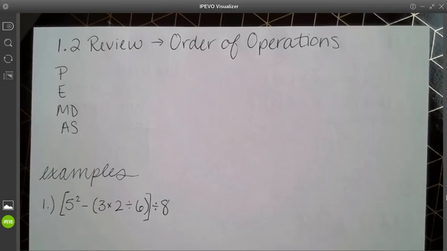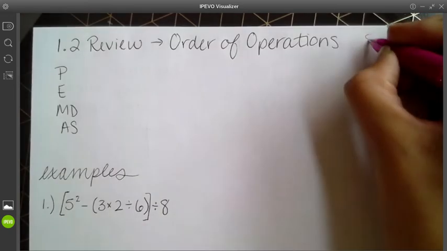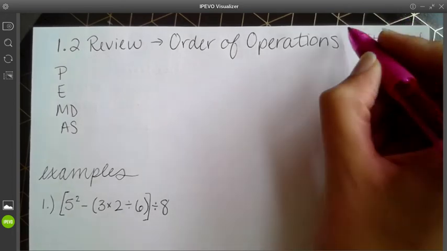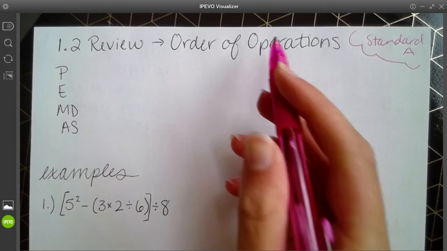Hello, Algebra. Okay, so along with some of 2.4 today, we are going to do some review of Standard A stuff. So this is Standard A. All right, this is 1.2 review, so the order of operations.